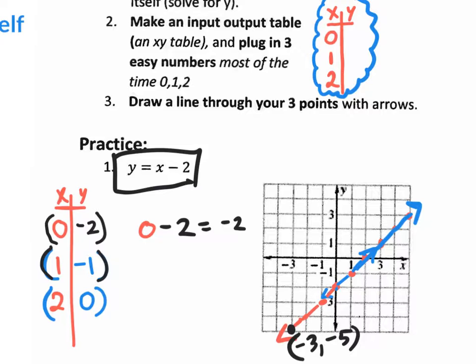So let me show you. If I were to plug in -3 for x, let me show you. Plug in -3 for x, and then you're going to have a -2. And if you were to plug in -5 for y, isn't that a true statement? -5 equals -3 minus 2.